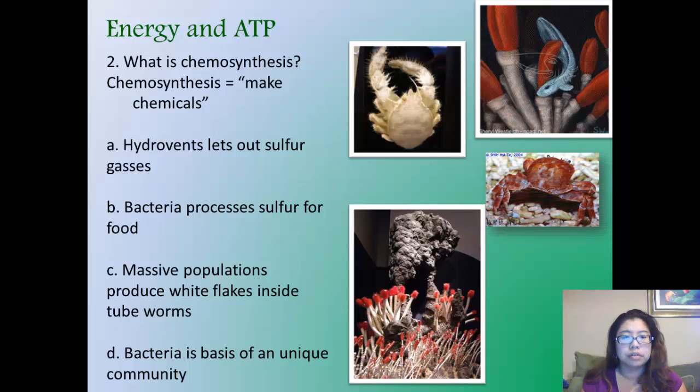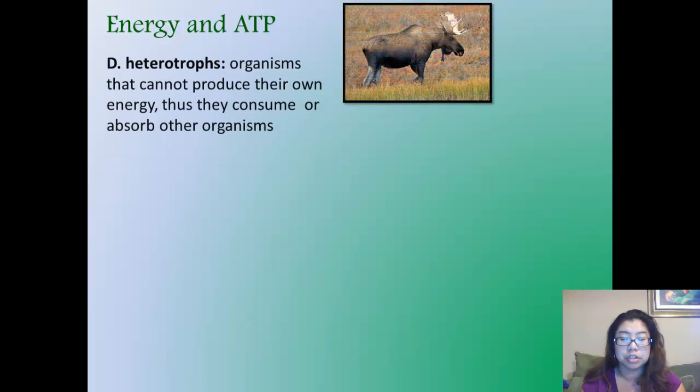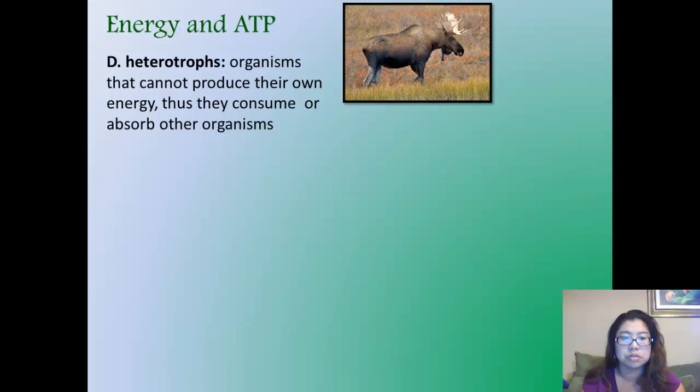So, we come to the second category of energy, heterotrophs, organisms that cannot produce their own energy, thus they consume or absorb other organisms. And in some ways you can think that autotrophs are opposites to heterotrophs. They include all animals. You can see this huge and beautiful moose here.